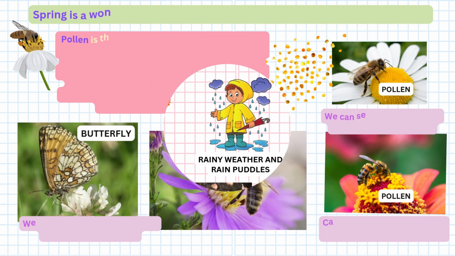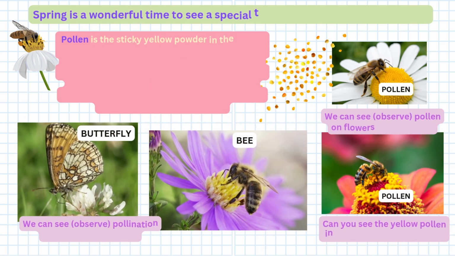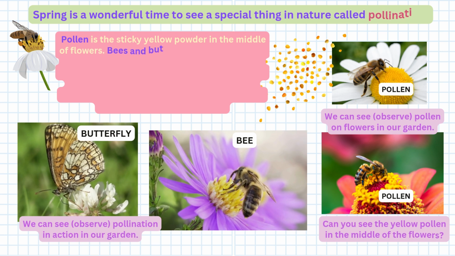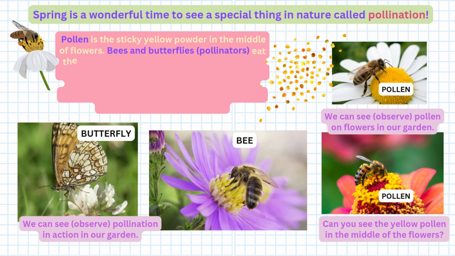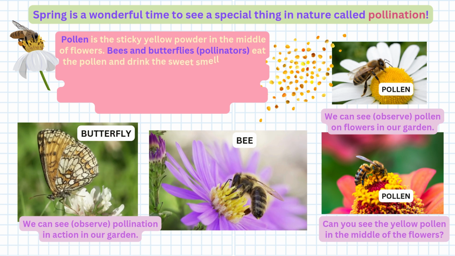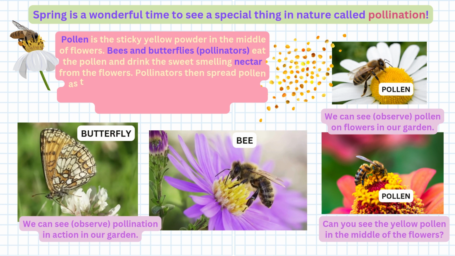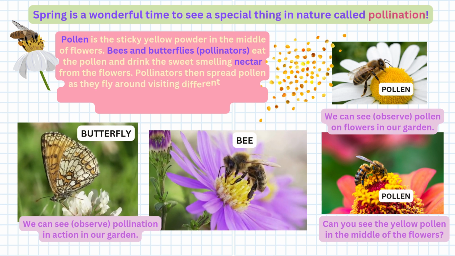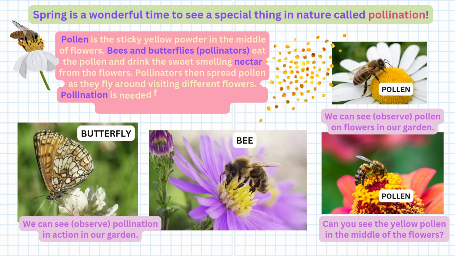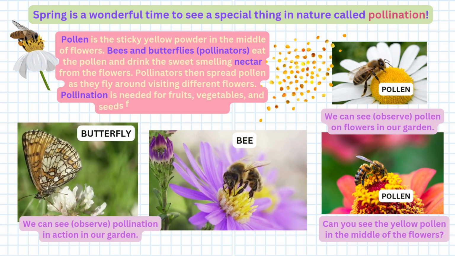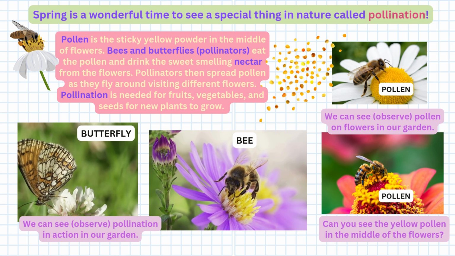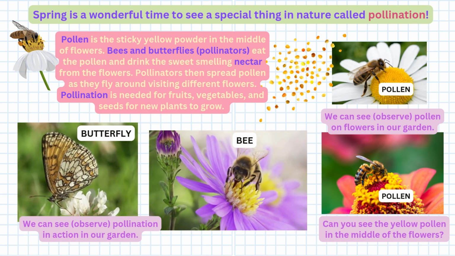Spring is a wonderful time to see a special thing in nature called pollination. Pollen is the sticky yellow powder in the middle of flowers. Bees and butterflies, called pollinators, eat the pollen and drink the sweet-smelling nectar from the flowers. Pollinators then spread pollen as they fly around visiting different flowers.